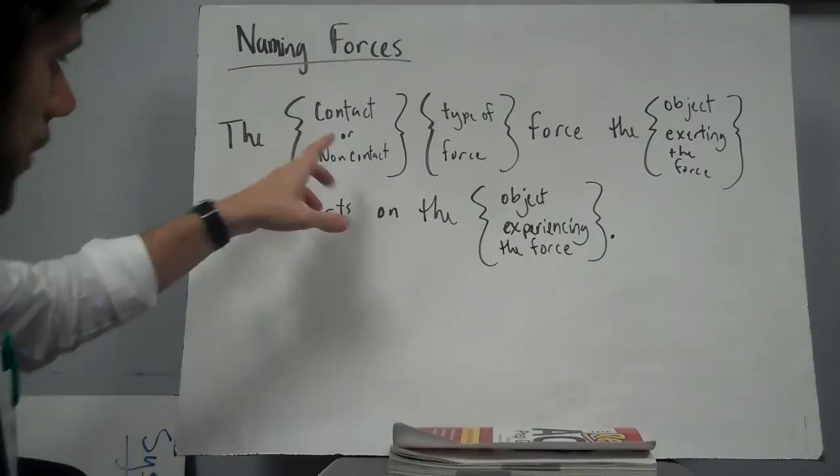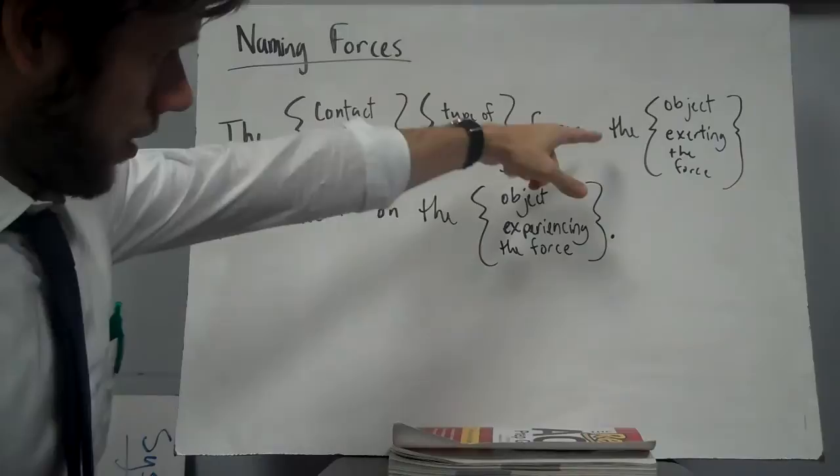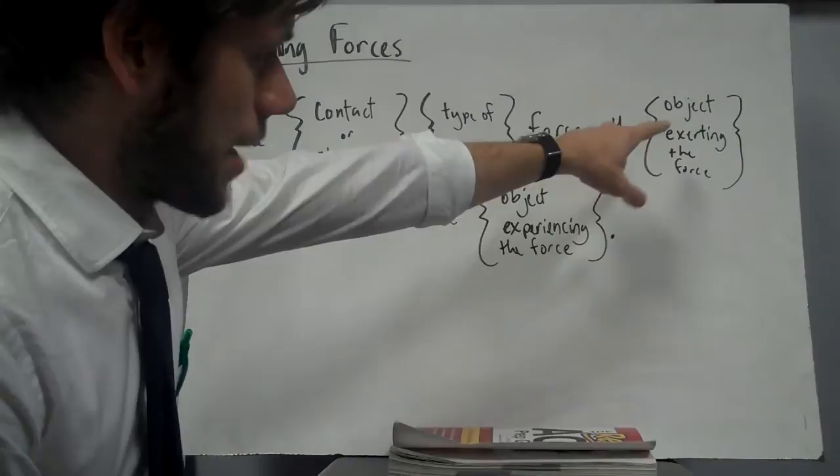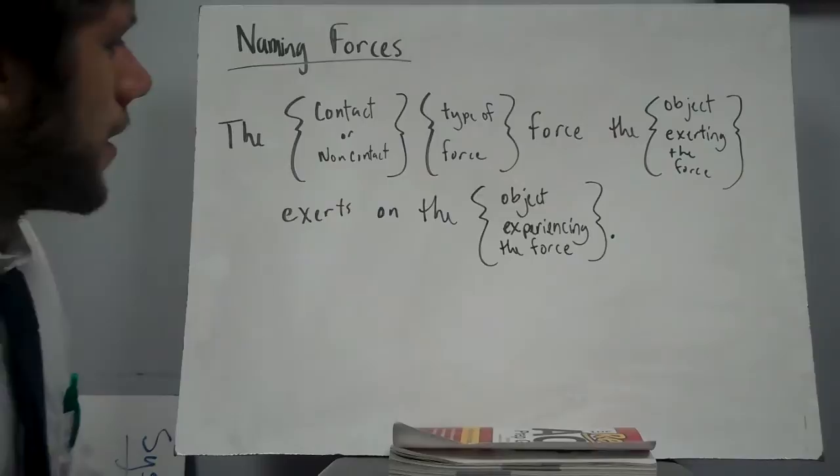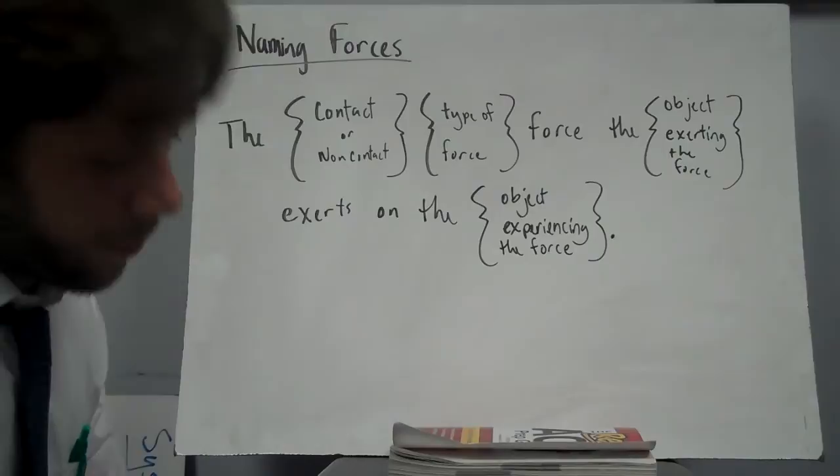And so it would read, for, let's say, gravity, the non-contact gravitational force, and then we have two selections to make. The first selection is the name of the object that is exerting the force. And the second selection is the name of the object that's experiencing the force. Now that part's a little weird. Let's do an example to help you out with that.